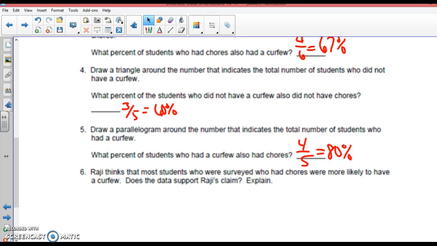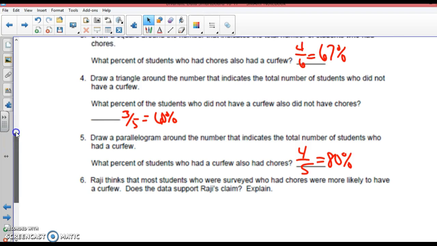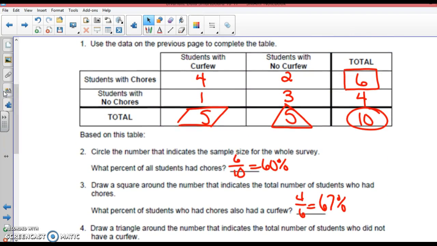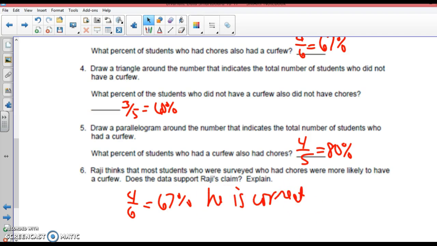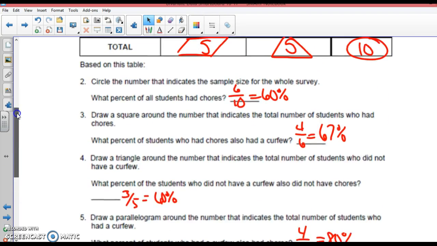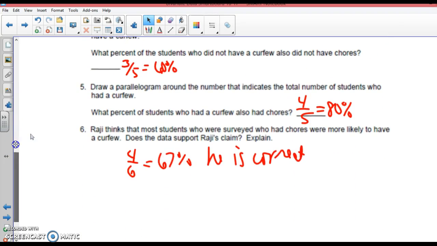Raji thinks that most students who were surveyed who had chores were more likely to have a curfew. Does the data support Raji's claim? So what is it saying? The students who were surveyed who had chores were more likely to have a curfew. Well, let's look. Students with chores, there are 6 of them. How many have a curfew? 4 out of 6. So yes, he's right, 67%. He is correct. Because if you look, 33%, 2 out of 6 don't have a curfew. No curfew.